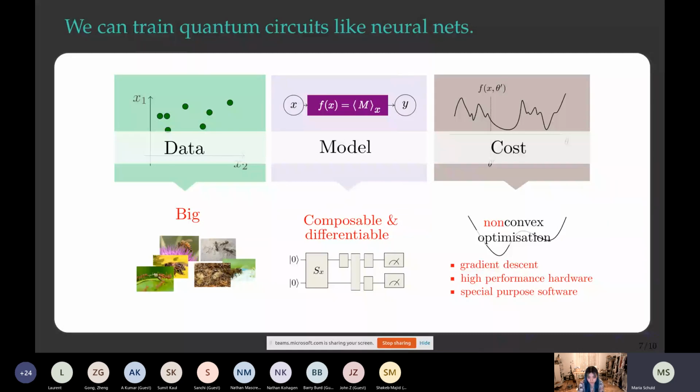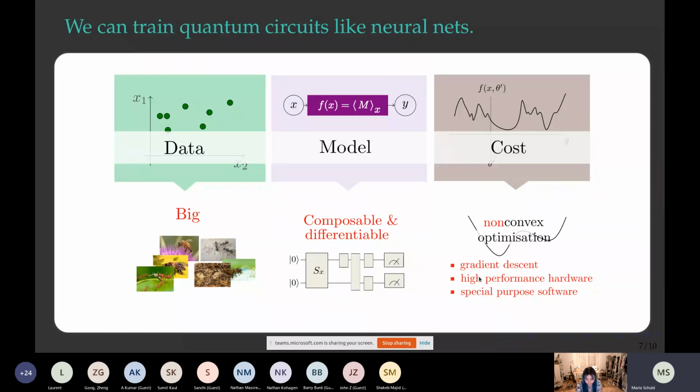So the idea here is to take a quantum circuit and just make a couple of gates trainable, so have them depend on parameters. And this whole approach to quantum computing is called variational circuits. Now the idea of using a variational circuit as a machine learning model is absolutely interesting. Because why? Because they are composable and differentiable, and I will tell you exactly why in a few seconds.